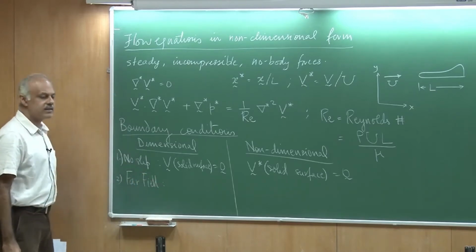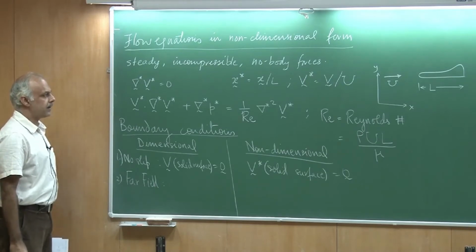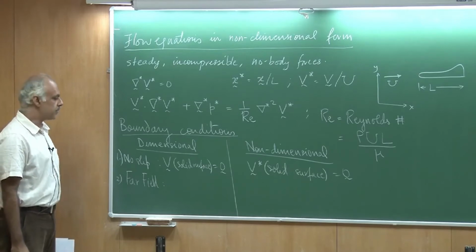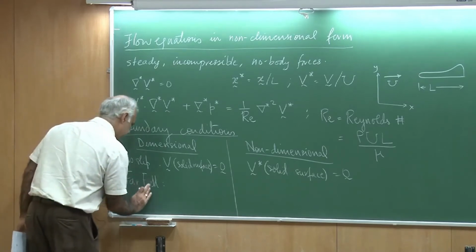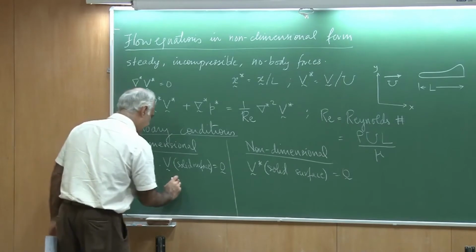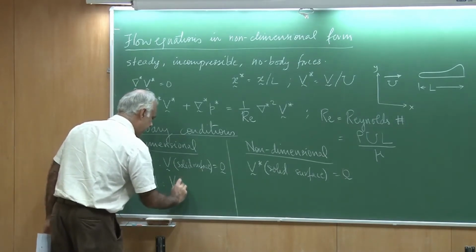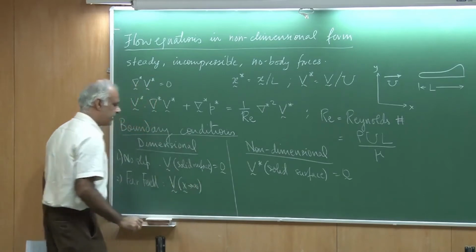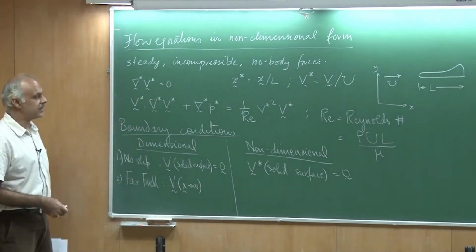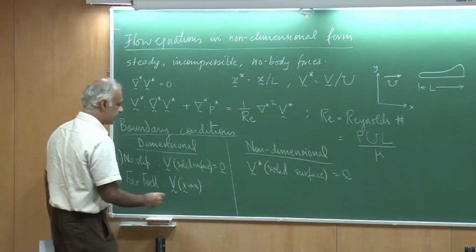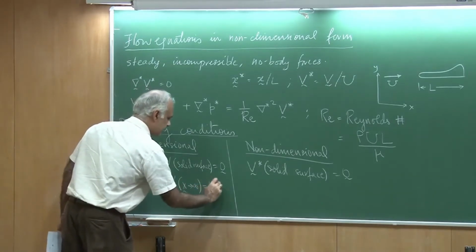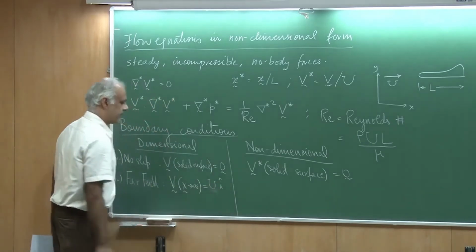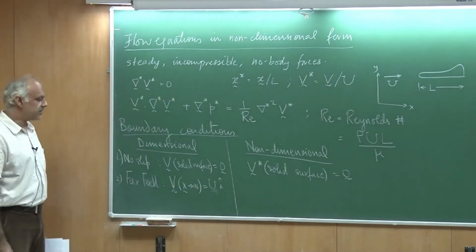So I require that the speed far away from the aircraft should be u. So the v at x tending to infinity, both plus and minus infinity, I would require that this is given as ui, because it's aligned with the x direction.